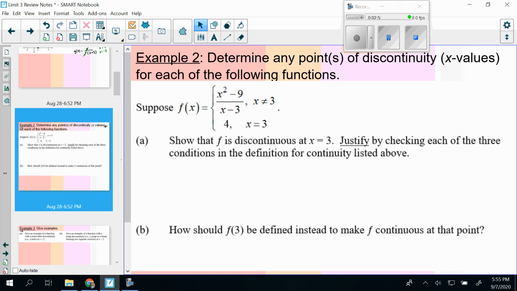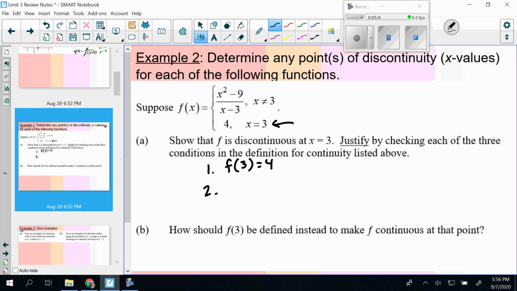and so it would not be continuous. All right, example 2, determine any points of discontinuity. We have a piecewise function here. So for part A, it says show that f is discontinuous at x equals 3. Justify by checking each of the three conditions above. So the first one, does the point exist here? Yeah, f at 3 is equal to 4, as we can see right here.